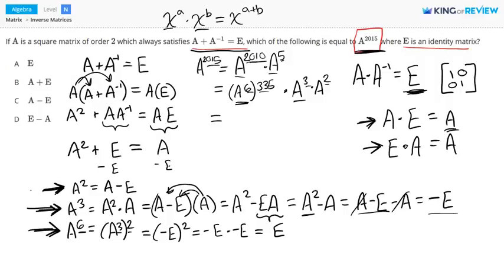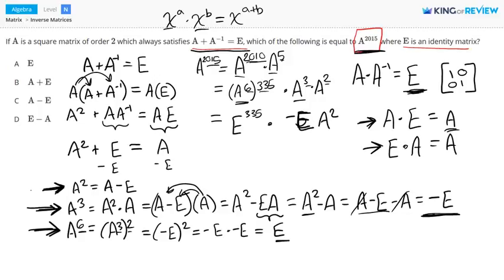So we have A to the power of 6, and we know that's equal to E, so we have E raised to the power of 335 times A cubed. We know what that is. That's negative E, times A squared. So E times itself 335 times, that's just equal to E.